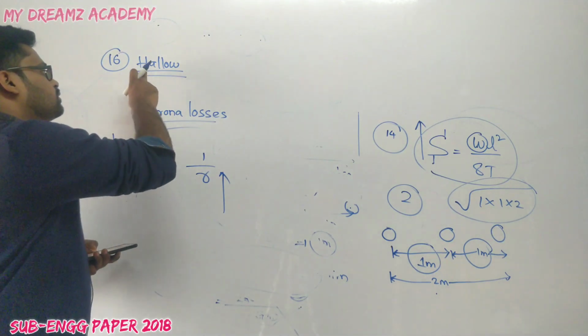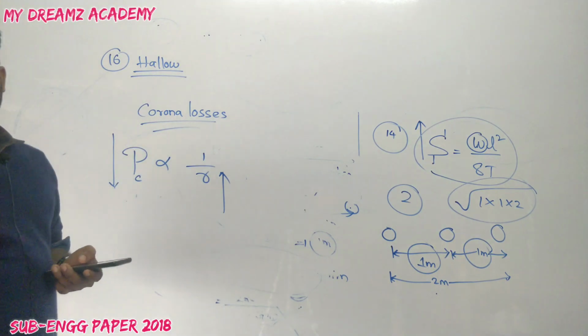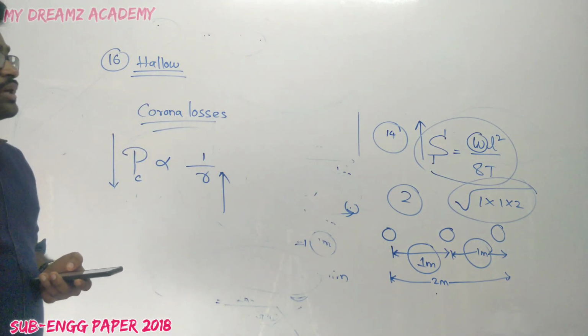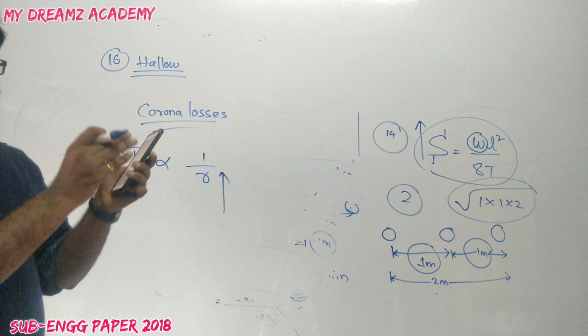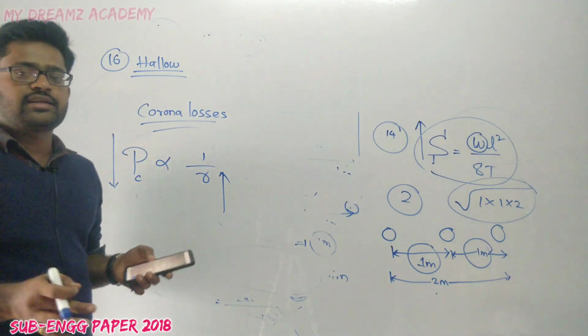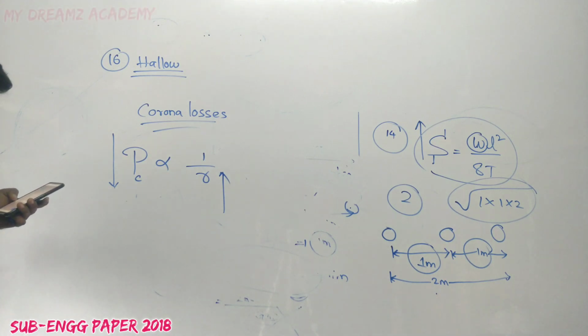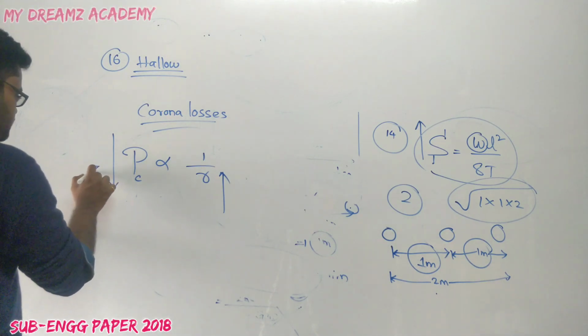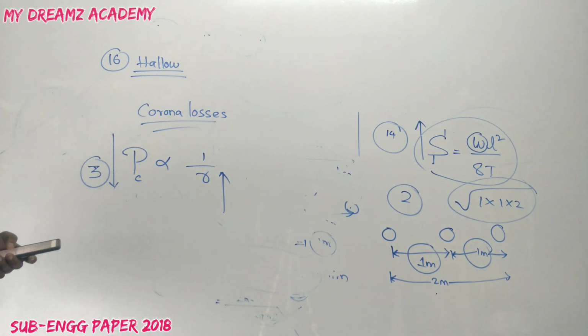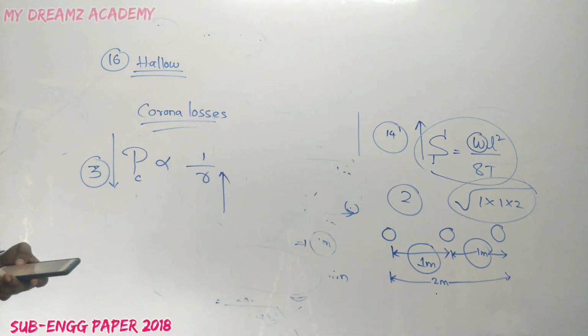If I use a hollow conductor instead of a solid conductor, for the same material, the hollow conductor radius will increase, so that the corona loss will be decreased. So which option is correct for this one? Option 3 is correct. Hollow conductors are used to reduce the corona losses.